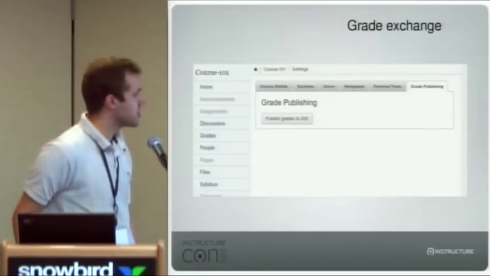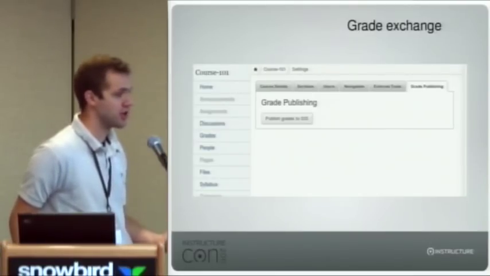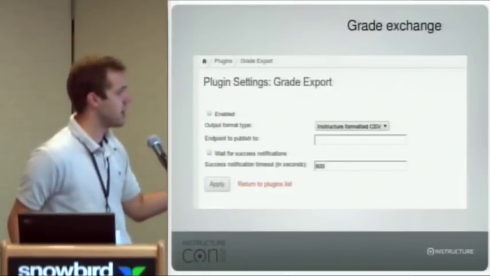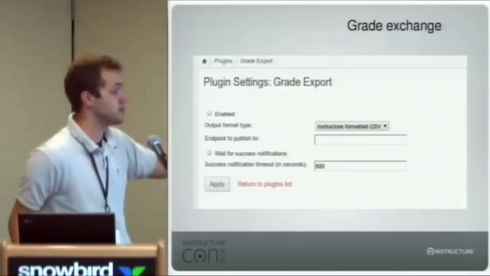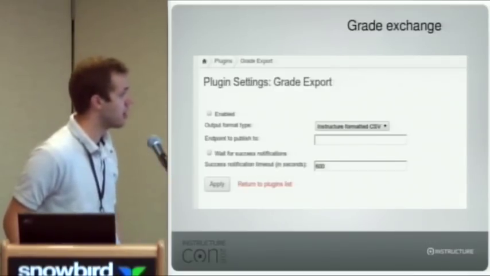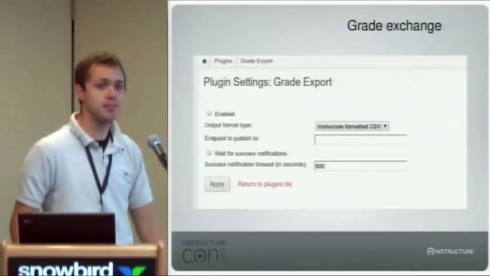So Grade Exchange. Grade Exchange is a new feature that we're adding. You get this new tab on the settings page for a course. The teacher can initiate publishing grades. They just click the button. This is how it gets enabled. You won't see this page. These are the settings that Canvas admins can change for where grade export is going. It just publishes to an HTTP endpoint.